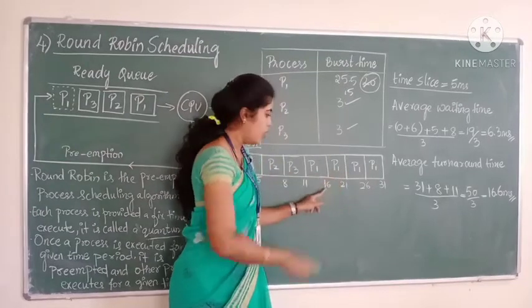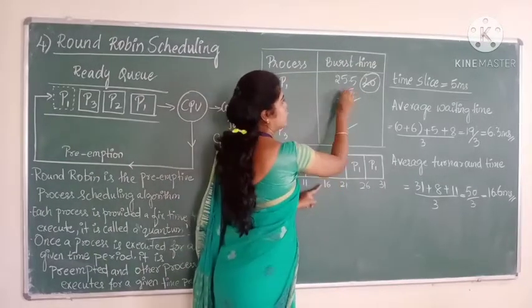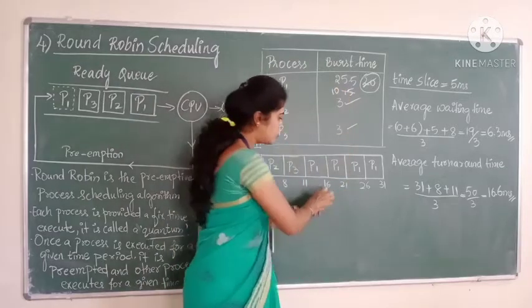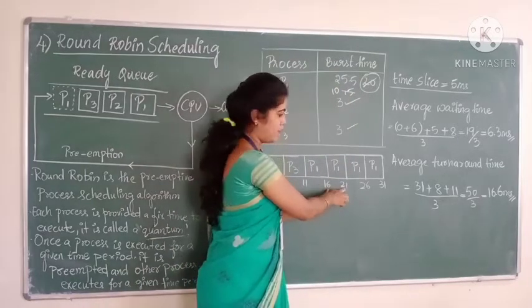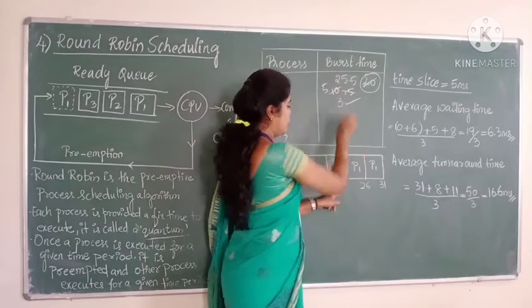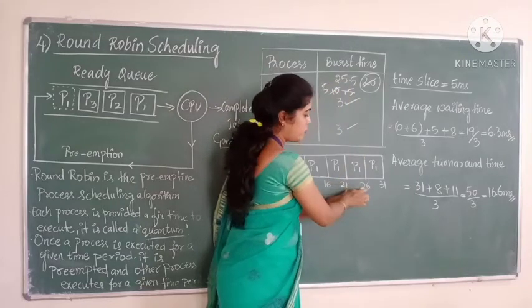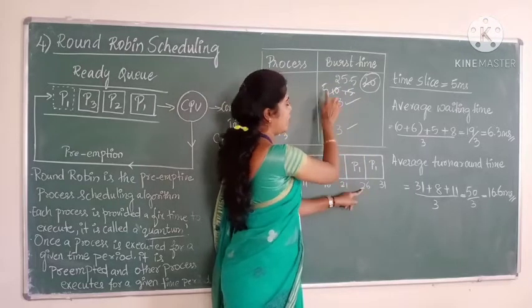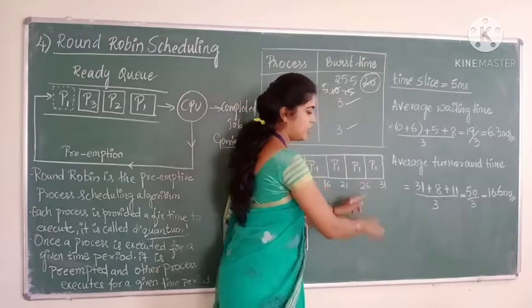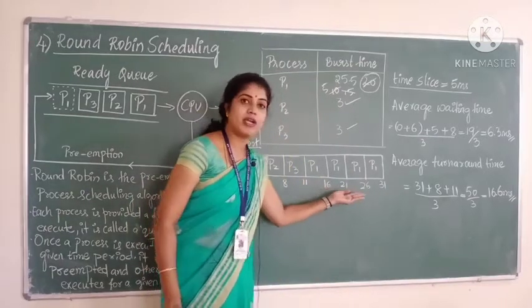P1 can continue, and again after that plus 5. So this will become how much? 10. So 16 plus 5, how much is it? 21. Again after that, 21 plus 5 is 26. Again only 5 was left. 26 plus 5 is 31. So this is the way how you write a Gantt chart.